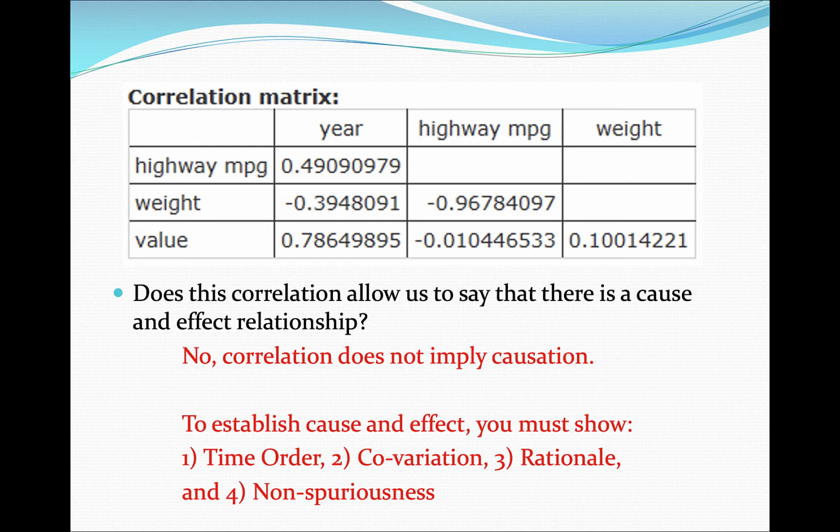The third one is there should be some rationale as to why your variable X is causing your variable Y. So there should be some reasonable rationale as to why this is occurring. Those three, in lots of cases, are pretty straightforward to show. It's pretty straightforward lots of times to show the time order, covariation, and the rationale. The one that's tough is this idea of a spurious effect. We must show non-spuriousness, which means we must show that there is no spurious effect here.